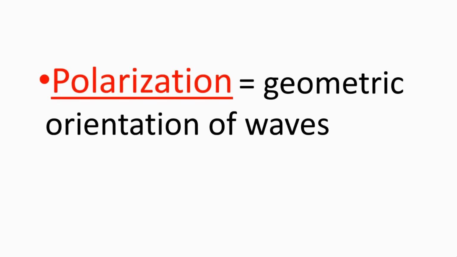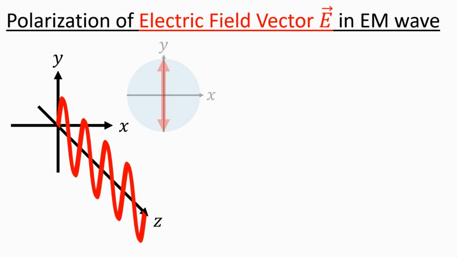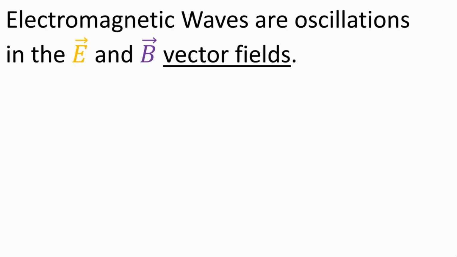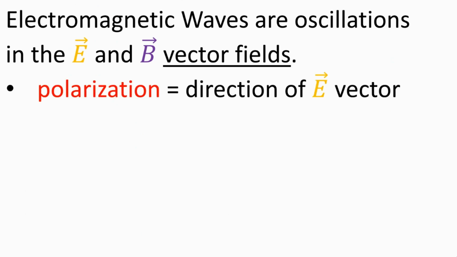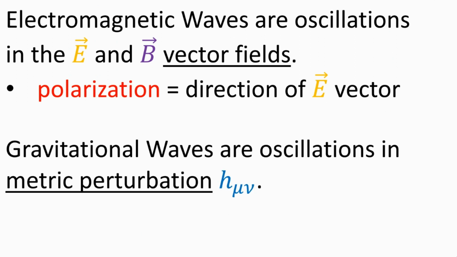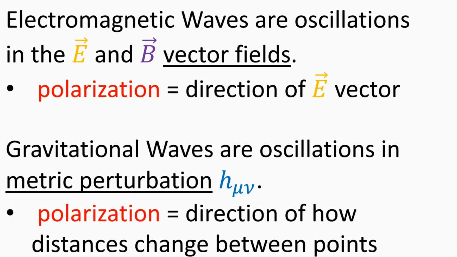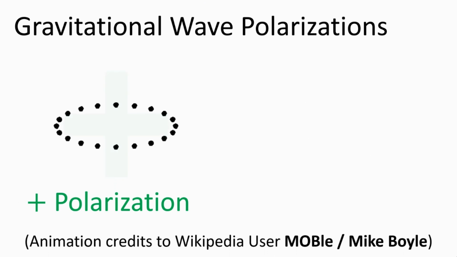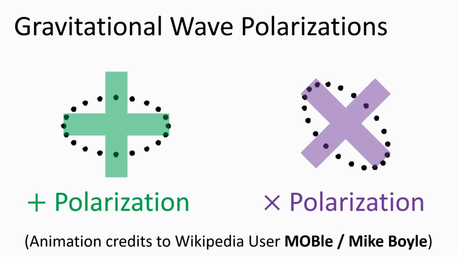Polarization is the geometrical orientation of waves. For electric fields, there is vertical polarization and horizontal polarization and so forth, as you know. Electromagnetic waves are actually oscillations in electric field and magnetic field vectors, and the polarization is the direction of the electric field. Gravitational waves are oscillations in the metric perturbation, h mu nu, and the polarization is the direction in which the distance changes between 2 points.